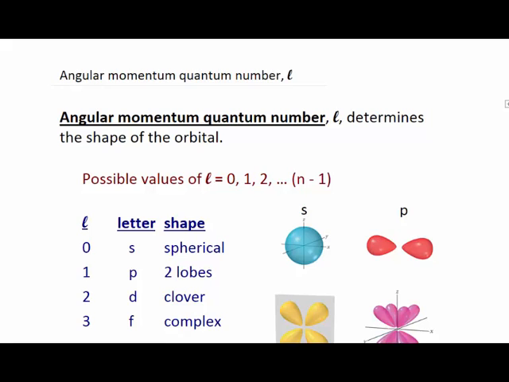So the angular momentum quantum number, you should know that name too, because sometimes it's called that. That determines the shape of the orbital. So, possible values of l are also integers, but unlike n, which started at 1, l starts at 0.